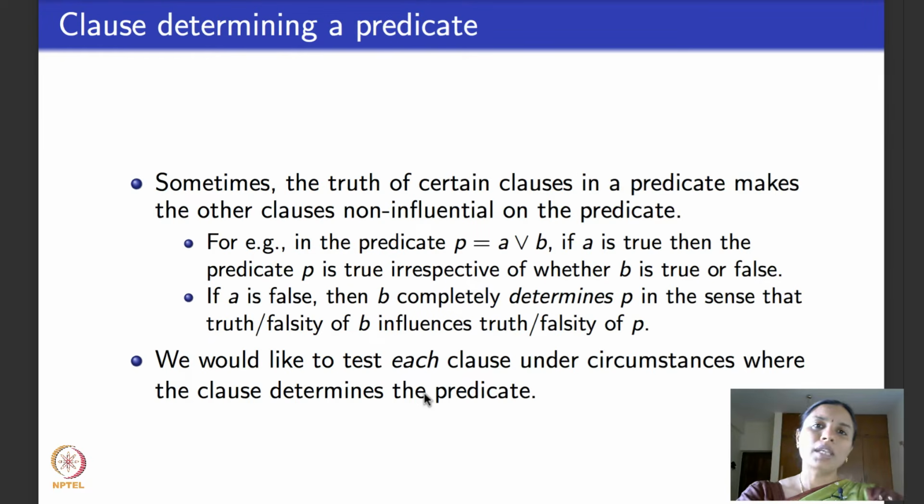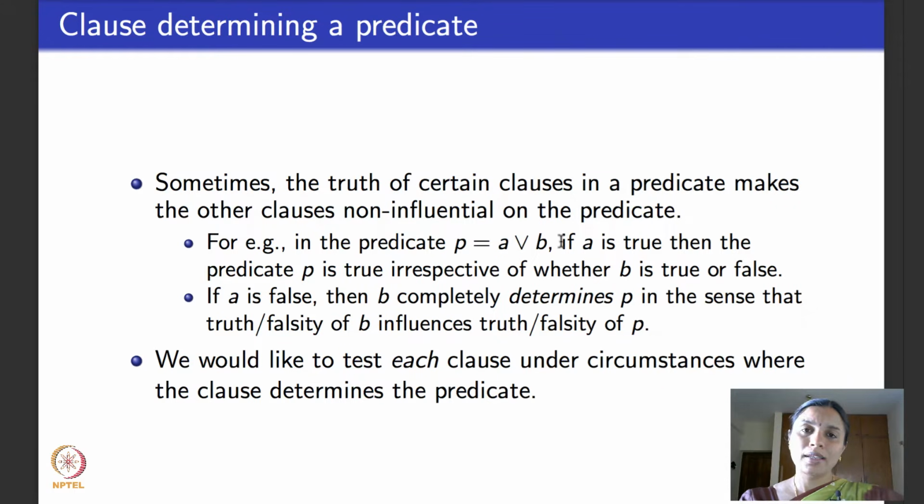So for that, we need to be able to understand the notion of a clause determining a particular predicate. If you take this example, P is equal to A or B, let's say A is true. If A happens to be true, because P is A or B, then no matter what the value of B is, the entire predicate P will evaluate to be true. Why? Because it's an OR, and for an OR to be true, it's enough for one of the operands to be true. So we can say that when A is true, B does not determine P, which means irrespective of the value that B takes, P will become true.